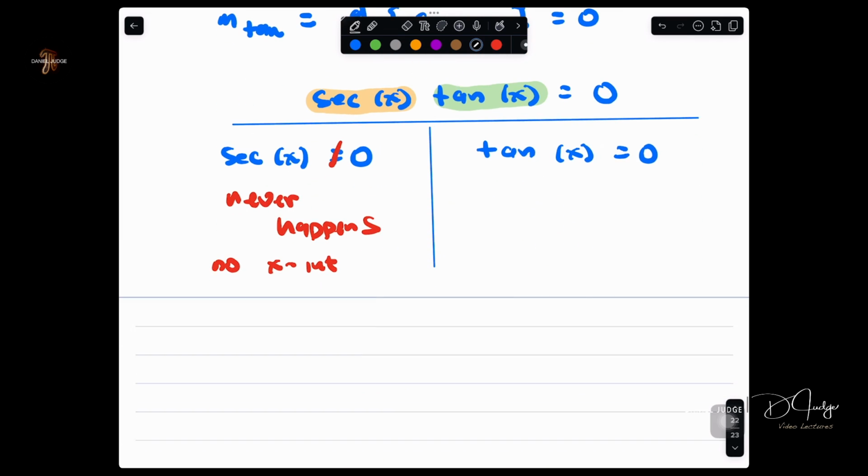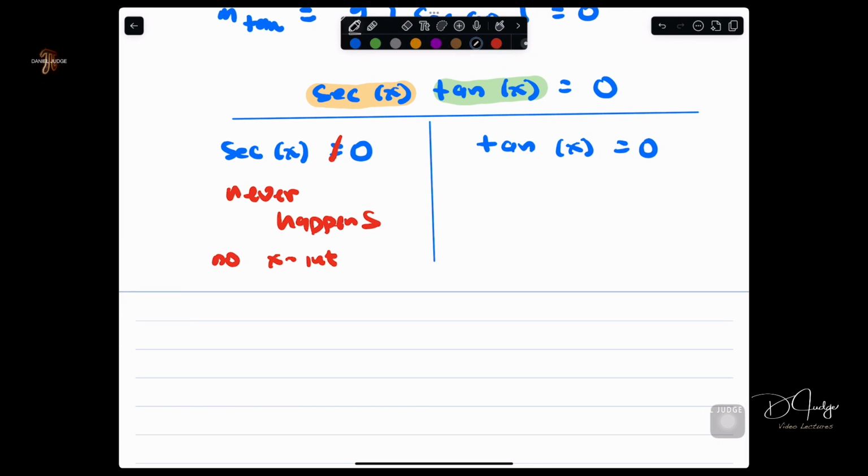Okay, but tangent can be 0. And so you have to remember, where is tangent 0? You got to go back to the tangent curve. That happens when x is 0, x is pi, and x is 2 pi.